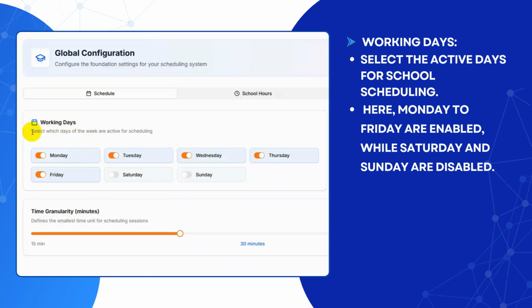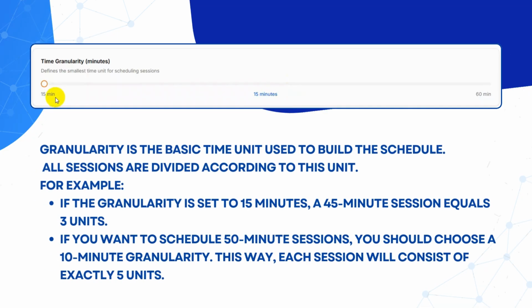In this step, you can choose the active school days. By default, Monday to Friday are enabled, while Saturday and Sunday remain disabled.